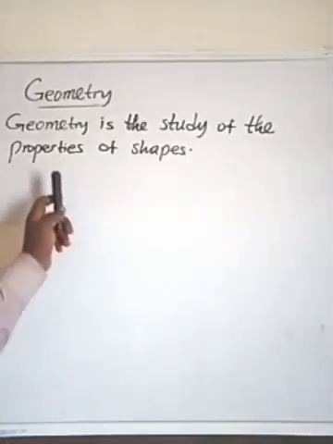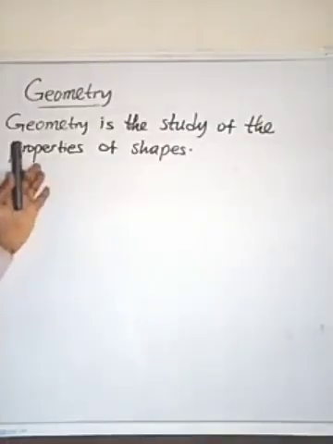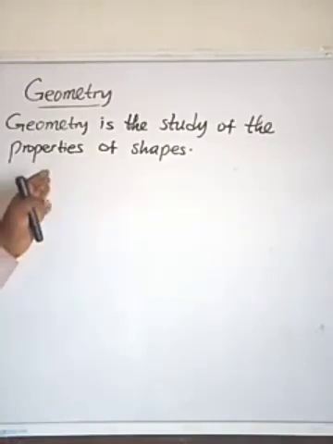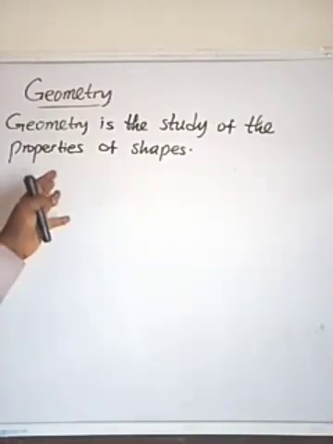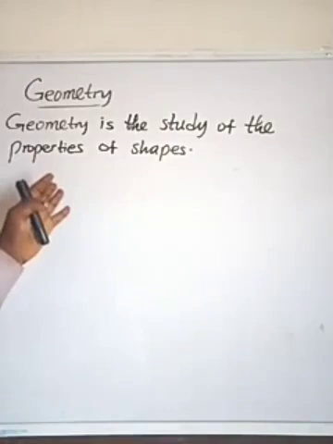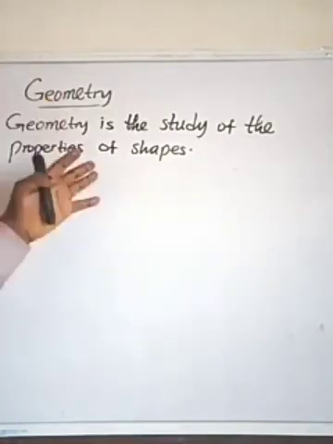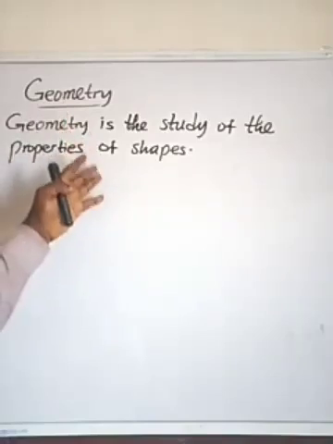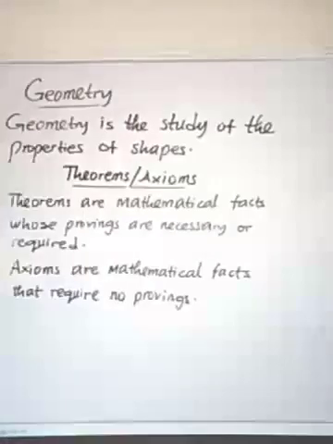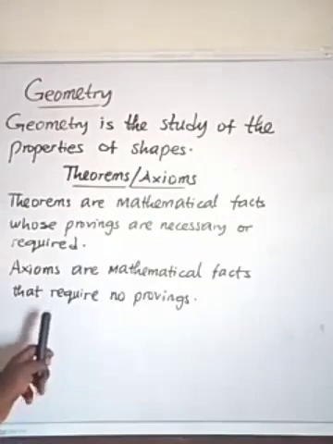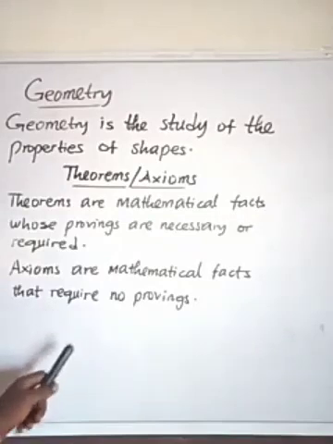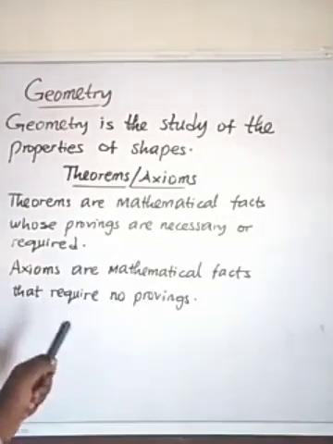Now, what is the difference between theorems and axioms? Theorems are mathematical facts whose provings are necessary or required. But axioms are also mathematical facts whose provings are not necessary. So there are about 38 theorems/axioms that we shall be covering in this topic.